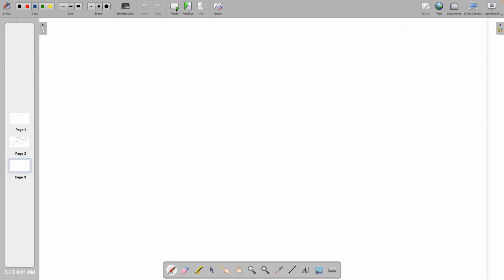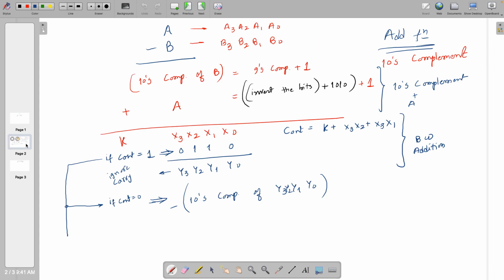So let's implement that with the required components. Let's go with that. So the first one is as follows. We are going to have a 4-bit adder with two things. Look at this. Invert the bits, 1010 and plus 1. This may be coming from the C in. This may be fed as another operand, one of them will be the augend, one of them will be the addend, so that you can do it.